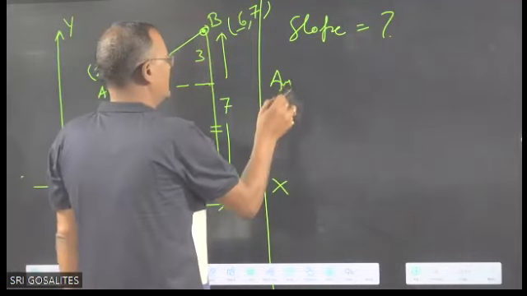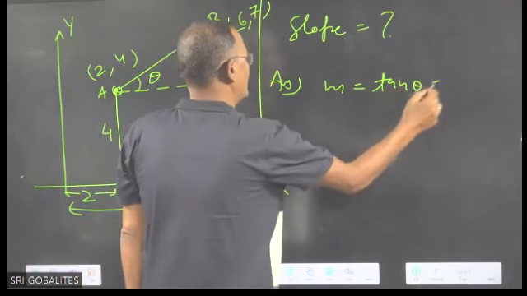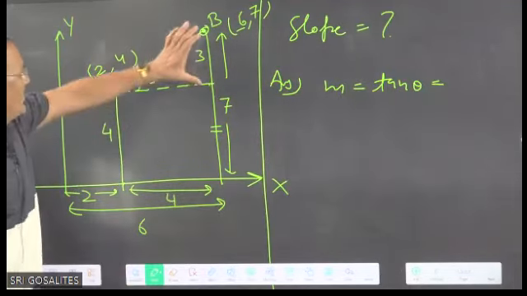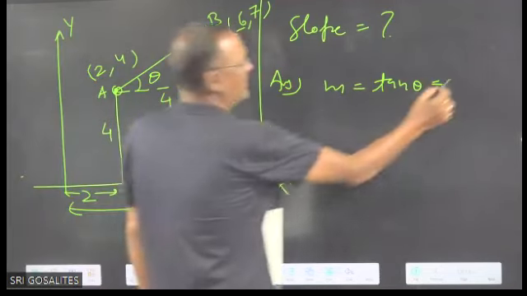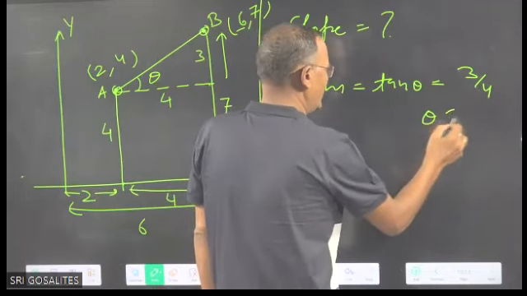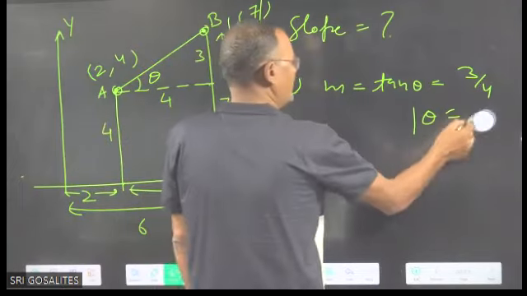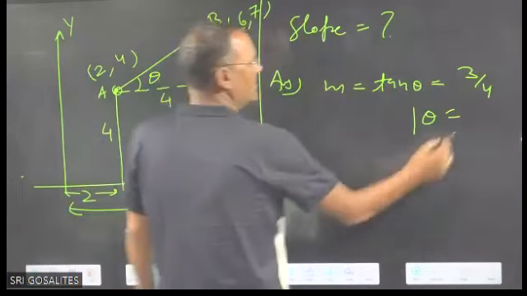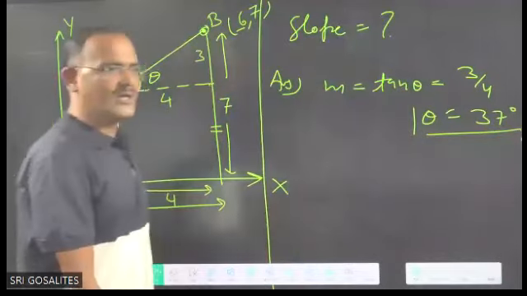If this angle is theta, now nothing is there. Simple. Slope is nothing but tan theta. The first way, which I told you, the traditional method, is perpendicular upon base. This is 4, so this is 4. So the slope is 3 by 4. That is what we are asking. If somebody asks how much theta will be, when tan is 3 by 4, the angle is 37 degrees. Is this clear or not? Fine.